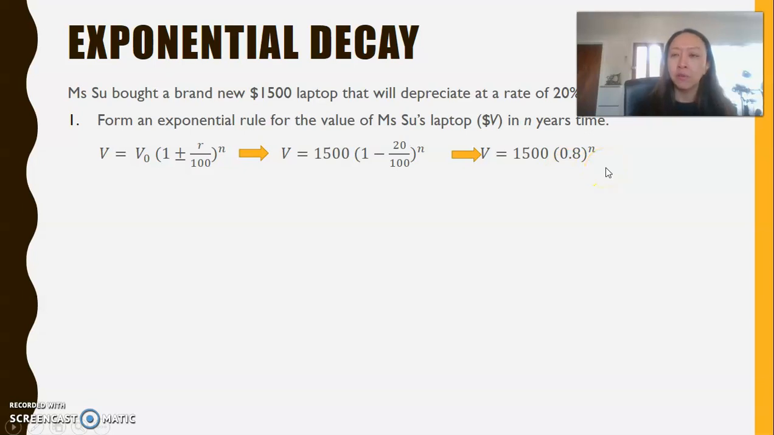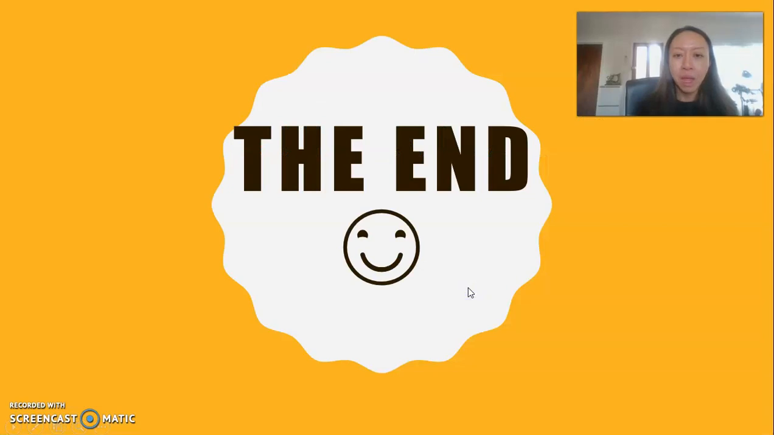If you want to find the value of the laptop in 2 years' time, or in 3 years' time, all you have to do is substitute the number of years into your formula, and you will get the answer. So that's the end of our lesson today.